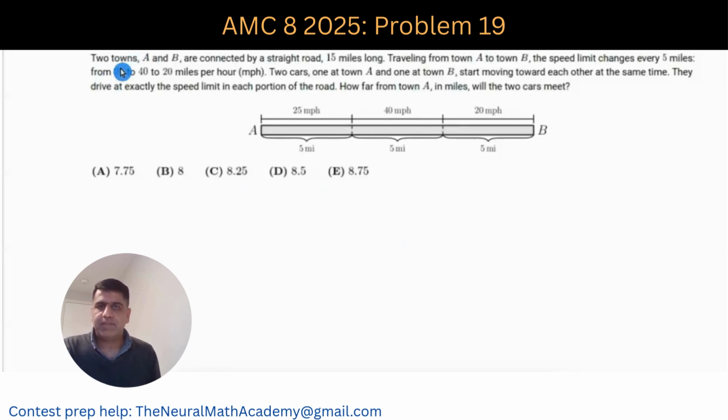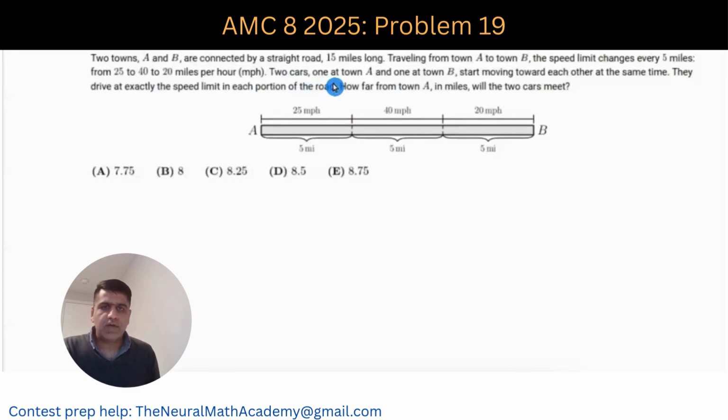Problem 19. Two towns A and B are connected by a straight road that is 15 miles long. Traveling from town A to town B, the speed limit changes every 5 miles, and the limits are given here.